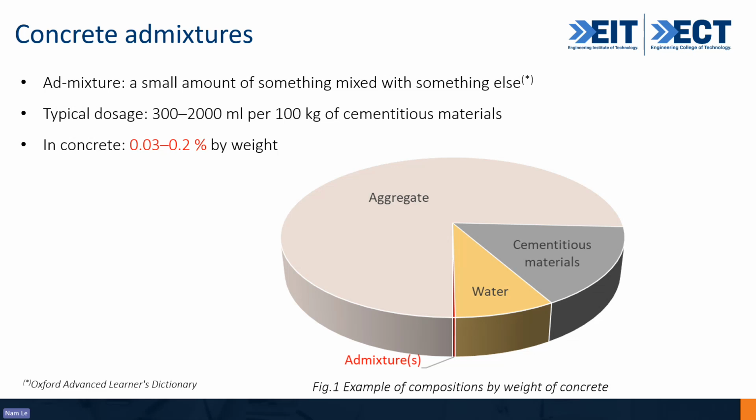Okay, and then if we take the weight of the admixtures and compare it with the total weight of the concrete, it can be a very small amount, just around 0.03 up to 0.2% by weight of the concrete, right? Admixtures are a very small amount.